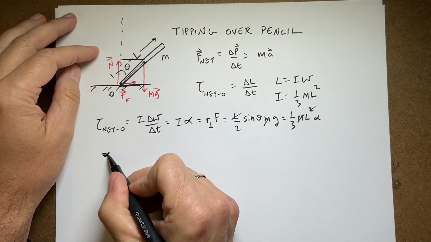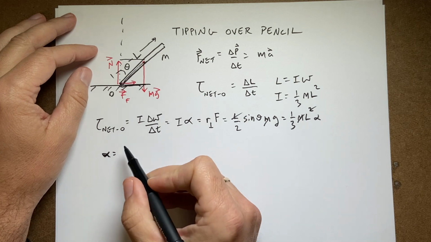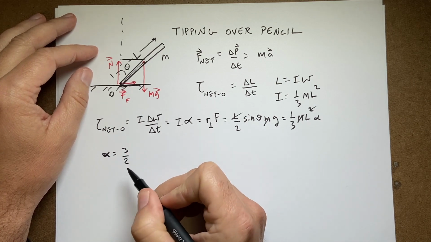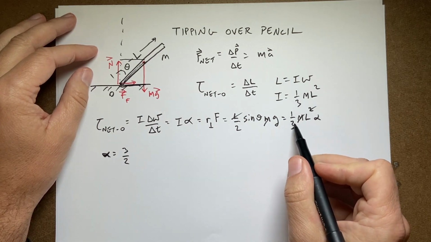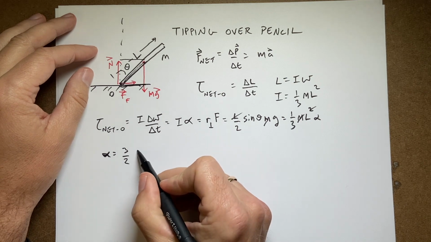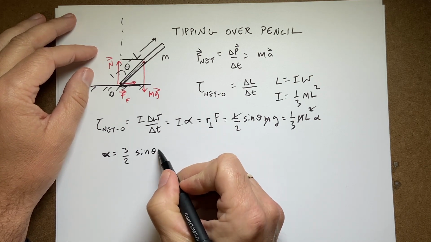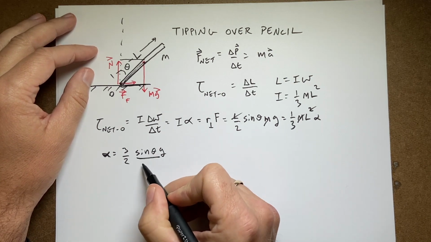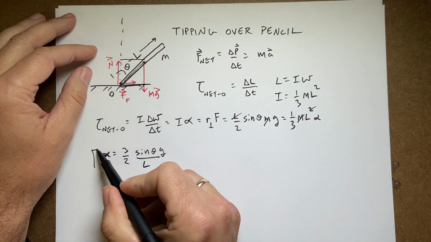Alpha equals 3/2 sine theta g over L. That's important.